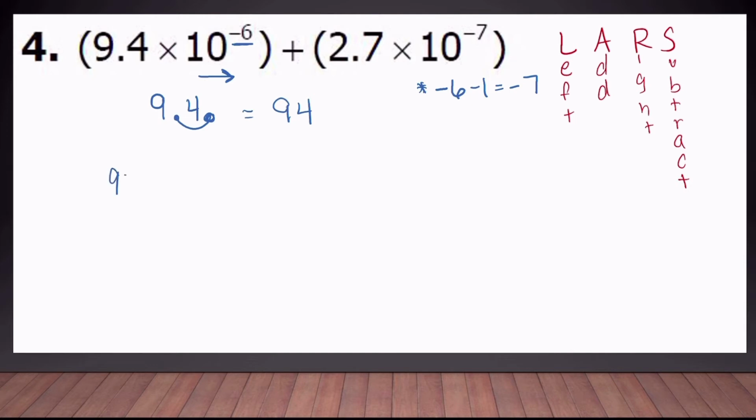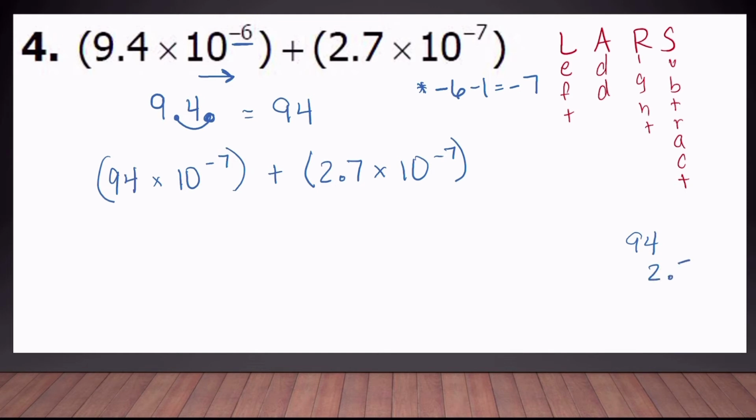So I have 94 times 10 to the negative 7th plus 2.7 times 10 to the negative 7th. So I'm allowed to add now. Ladies and gentlemen, think of it as money. If I have 94 and I'm adding 2.7, remember your decimal points have to line up. So I end up with 96.7. And ladies and gentlemen, this could be on a non-calculator day. So these basic math facts you do still have to know.